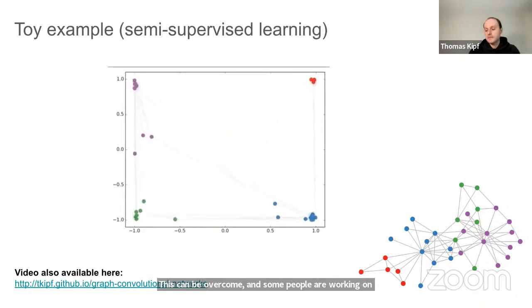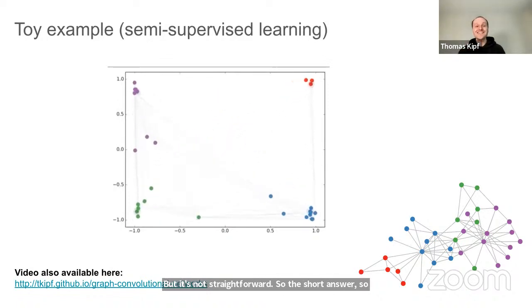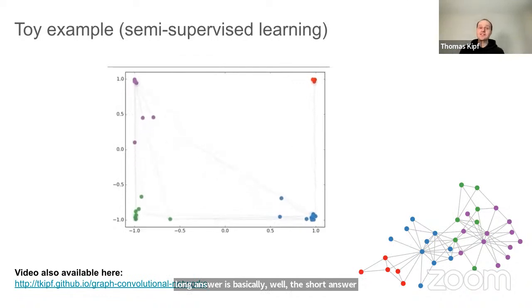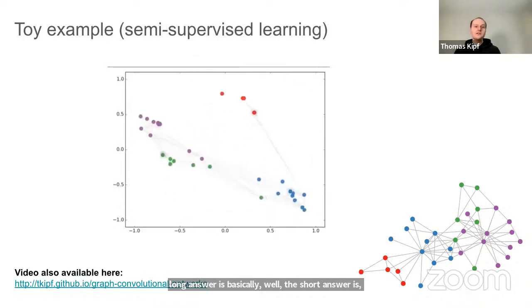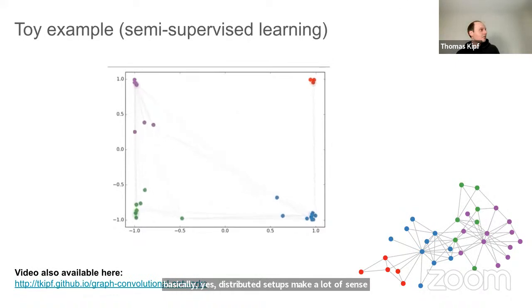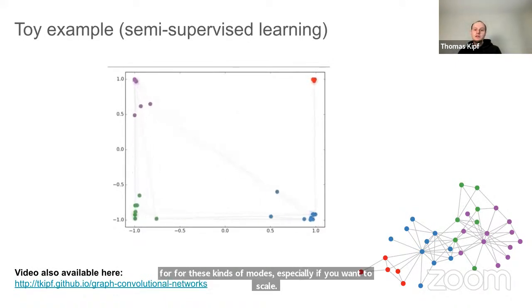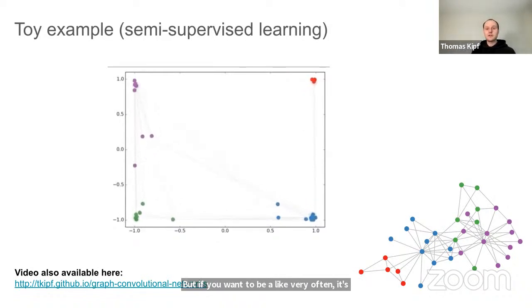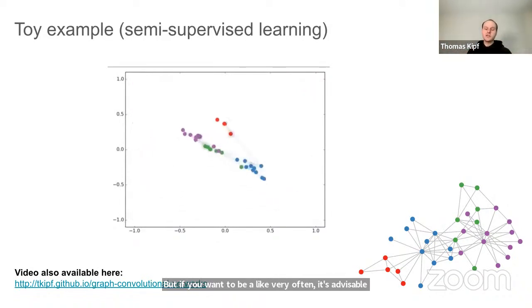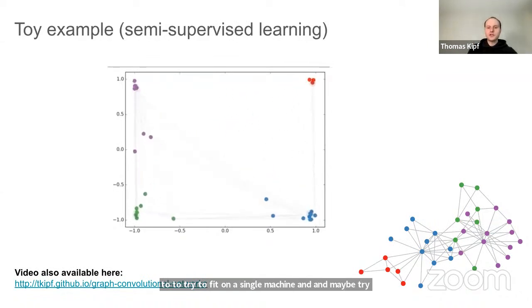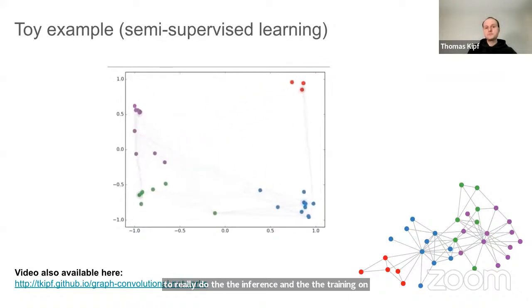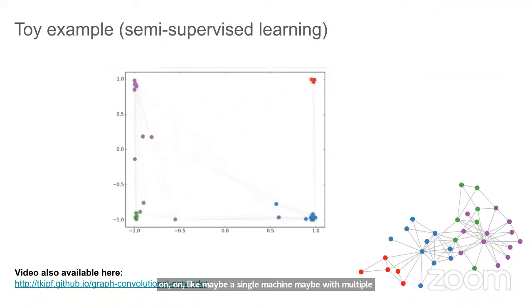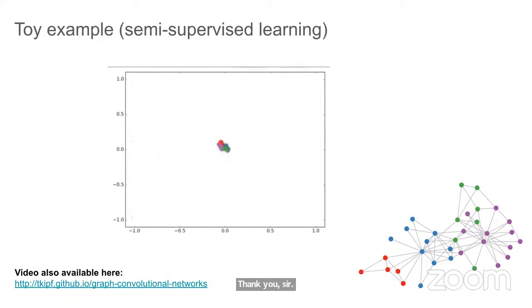So the short answer is basically yes, distributed setups make a lot of sense for these kinds of models, especially if you want to scale. But very often it's advisable to try to fit it on a single machine, and maybe do the inference and the training on a single machine, maybe with multiple GPUs or TPUs, to start with. Thank you, sir. Thanks for the question.